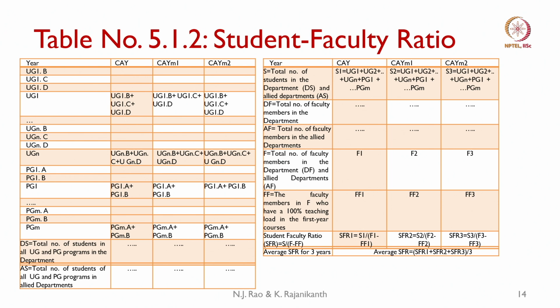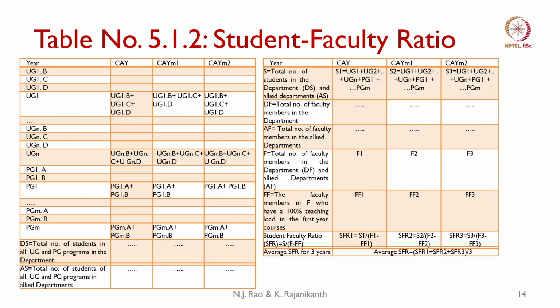So this is how the student information is calculated. We already mentioned all this. Total number of students of all UG and PG programs in the allied departments, that is AS. Then again the data is calculated for 3 years, CAY, CA minus 1, CA minus 2. Then S is the total number of students, DF is the faculty in the department, AF is faculty in the allied departments, and the total number of faculty is considered as DF plus AF, that is F.